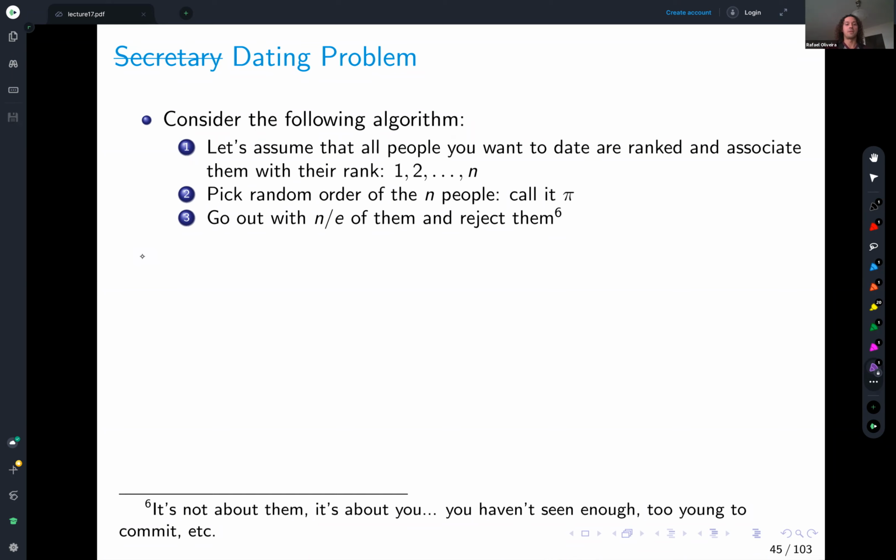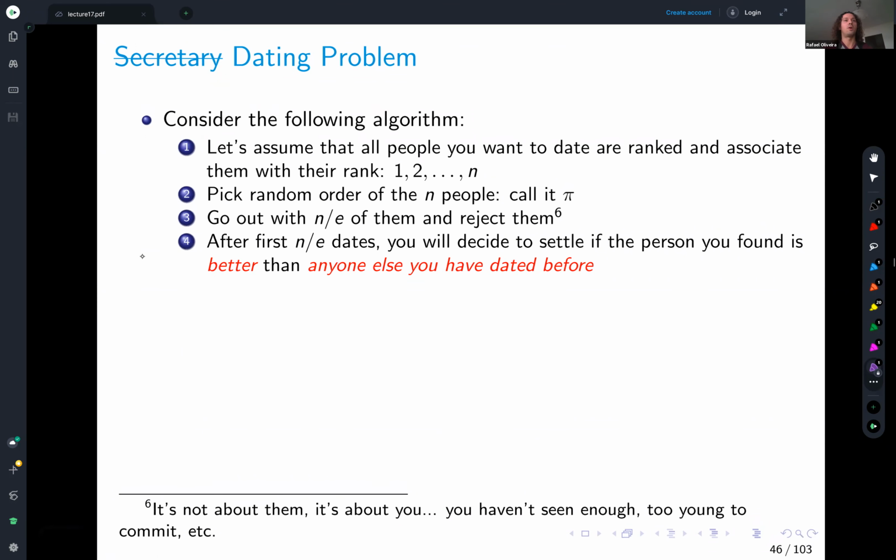N over e. And then after you go on n over e dates, you say, no, I'm a mature person now, it's time for me to commit and settle, and now I'm ready to find the best person out there. What you're going to do is go on dates and decide to settle if the person that you found is better than anyone else that you've dated before. Does that make sense? So you built this n over e dates of experience, and now you know how to compare. And now if you say that someone is better than everybody else that you've seen before, you'll stay with that person. Does that make sense?